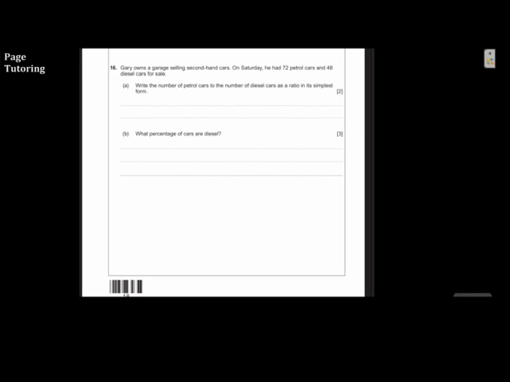Question 16. Gary owns a garage selling second-hand cars. On Saturday, he had 72 petrol cars and 48 diesel cars for sale. So then part A says, write the number of petrol cars to the number of diesel cars as a ratio in its simplest form. Okay, well, we can start off by just doing a general ratio. We know that in his garage, petrol cars, so starting off with the petrol cars, the 72, to the number of diesel cars, that's 48.